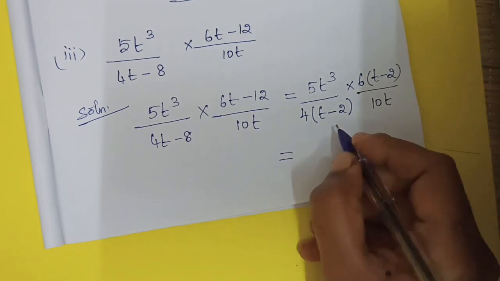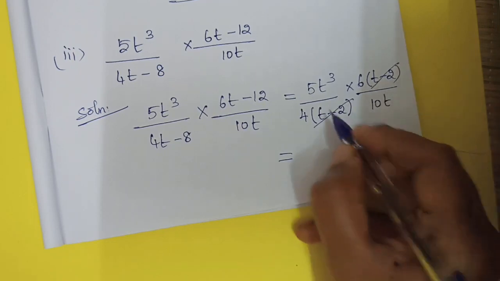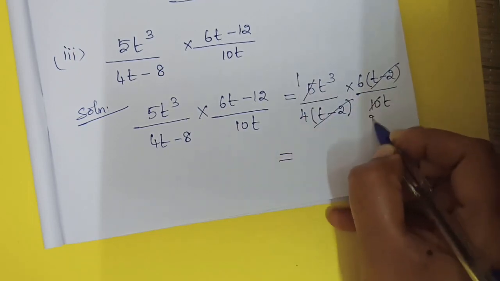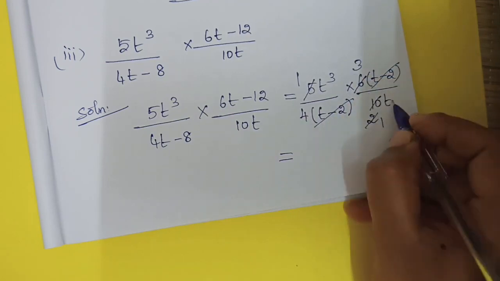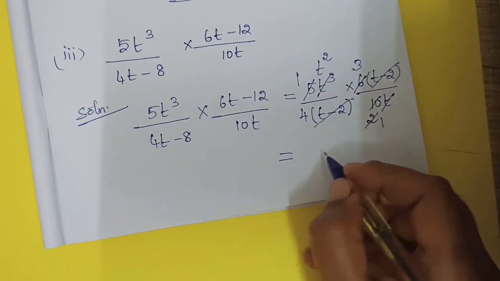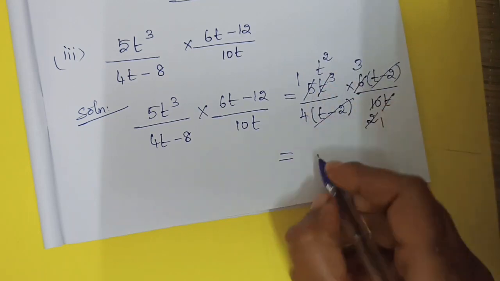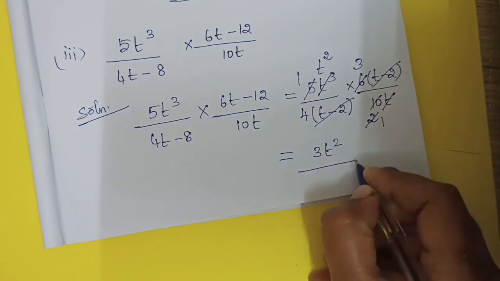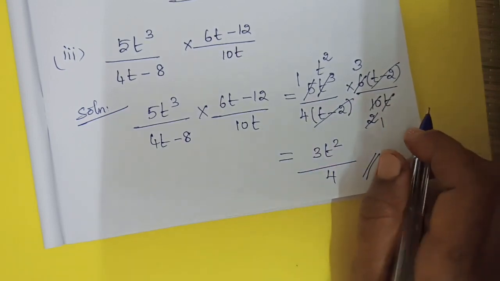So here what are the possible cancellations? t minus 2, t minus 2. Then 1 5 is 5, 2 5s are 10. Then 1 2 is 2, 3 2s are 6. Here 1t will go. So here remaining 2t. I think that's all. So what is the final answer? 3t square by 4. That is the required answer.